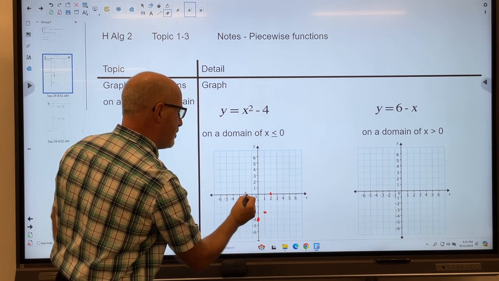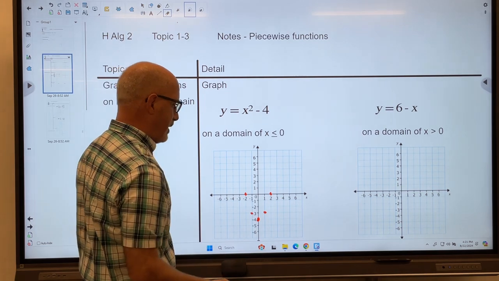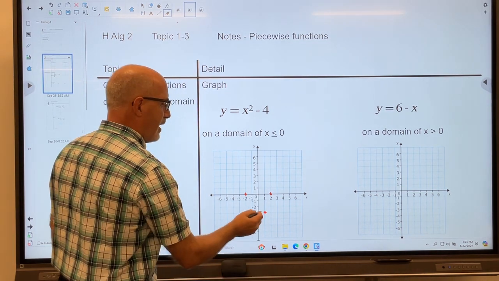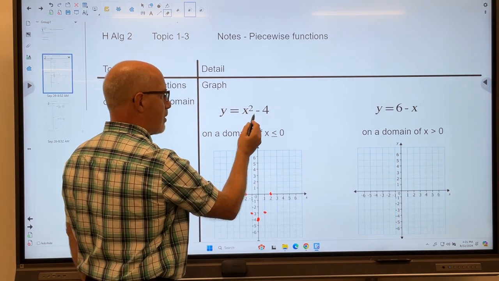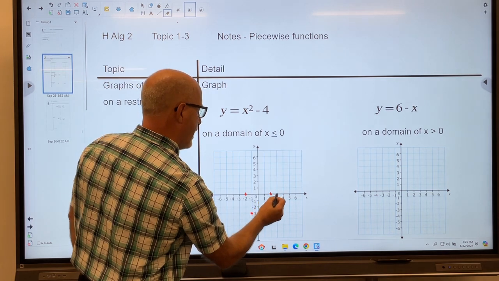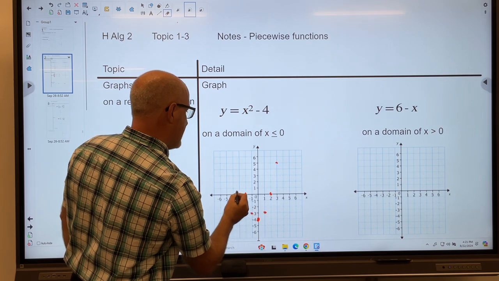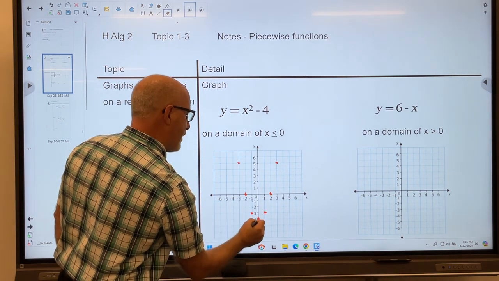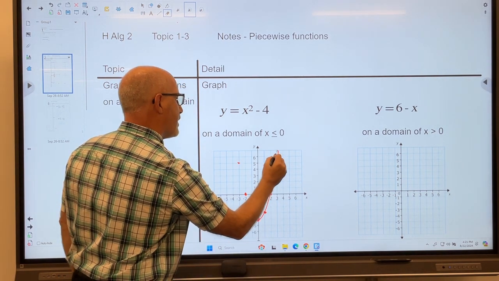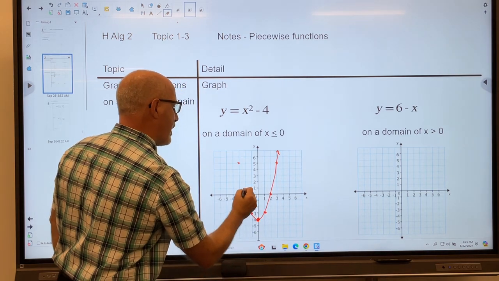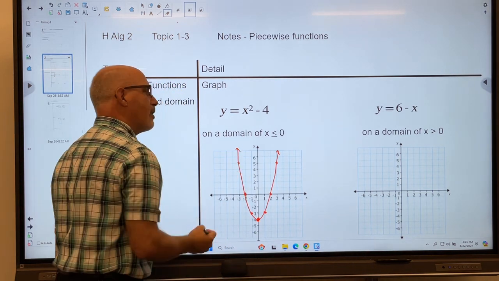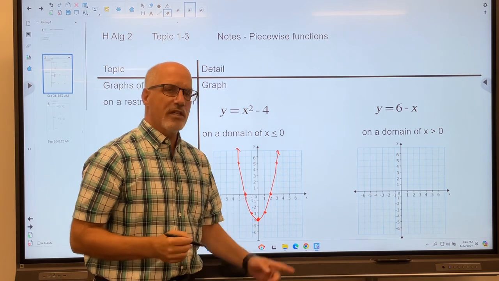Same with negative 2. Negative 2 squared is also 4. Minus that is 0. And then if I go to 3, 3 squared is 9. Minus 4 gives me a 5. So up here. And same with negative 3. Graph this. And this is what the graph would look like if we didn't have the restricted domain.